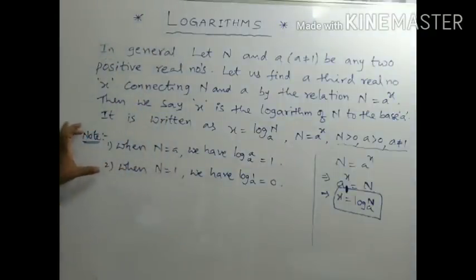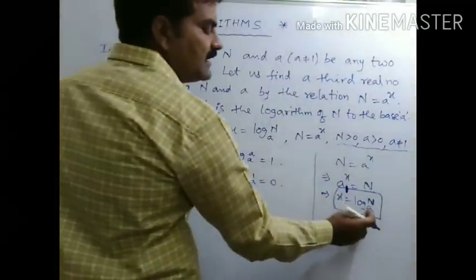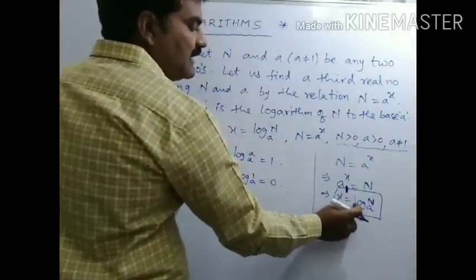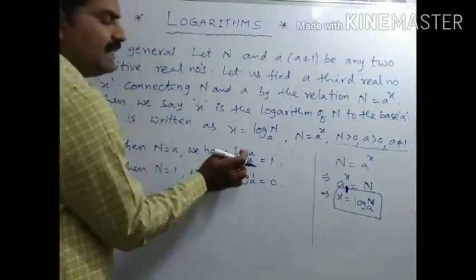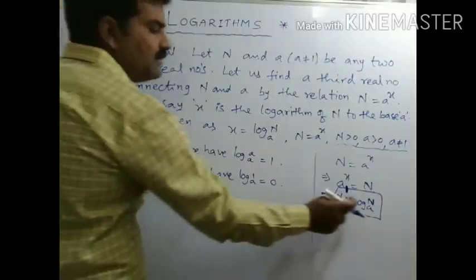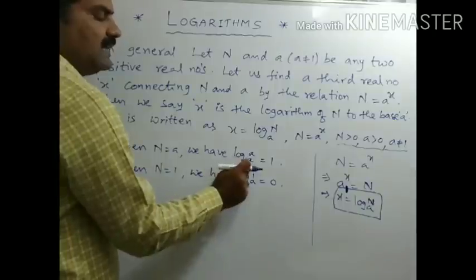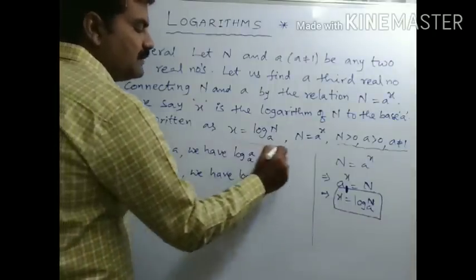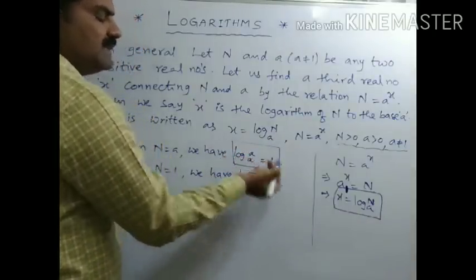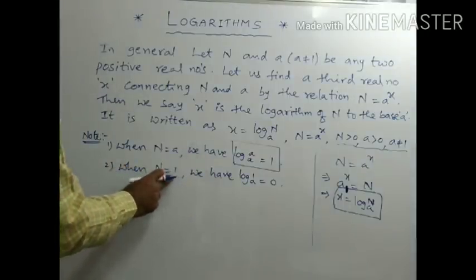Now let us observe two more conditions here. Suppose N equals a. If N and a are both equal, then instead of writing log N to the base a, I can write log a to the base a, because N equals a. Replacing N with small a, this is nothing but log a to the base a, which is 1. So please remember that log a to the base a equals 1, a standard result. Suppose N equals 1, why not?